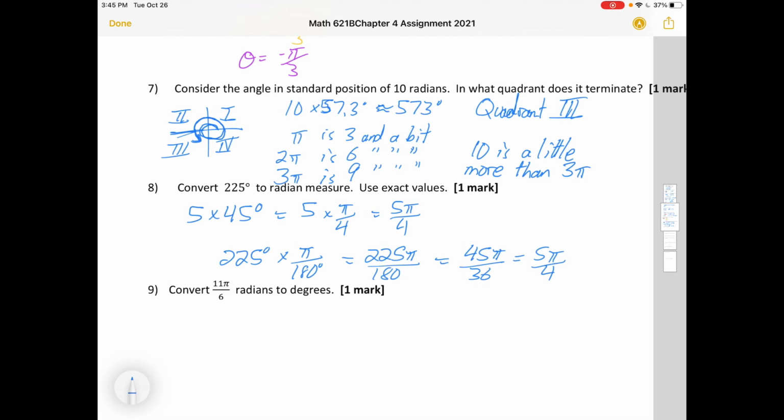Now 11 pi over 6 in radians to degrees, so that's 11 pi over 6s, or 11 30s. Every pi over 6 is 30 degrees. It's on our quarter circle, so we get 330.